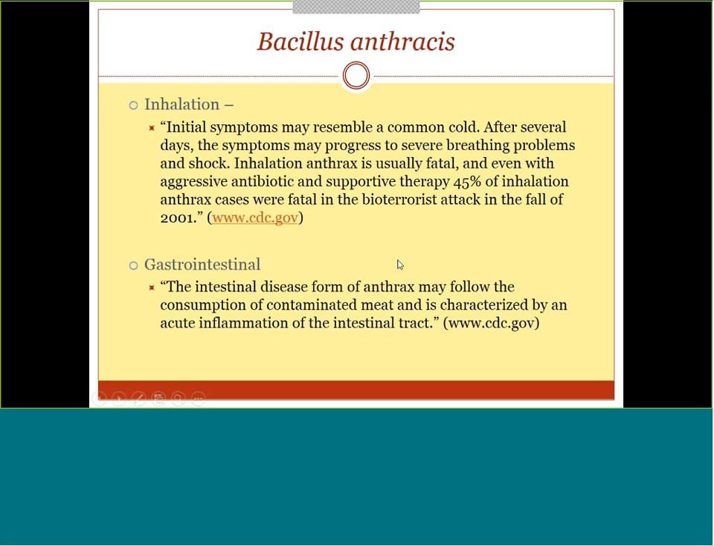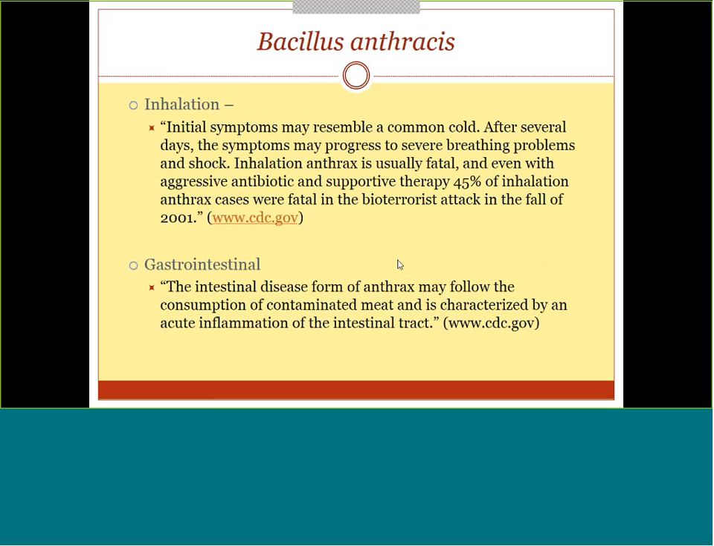Inhalation is the respiratory version of Bacillus anthracis. This is almost always related to bioterrorism. Anytime we think respiratory and it grows out anthrax, we're right away thinking bioterrorism. That's the route that is usually used for bioterrorism because it's so easy to breathe in those spores.